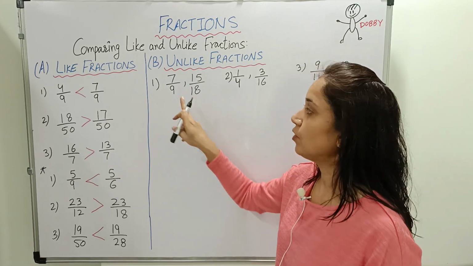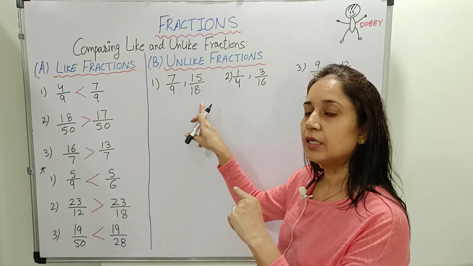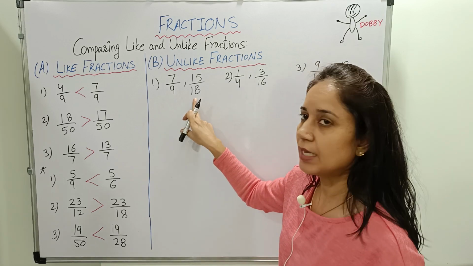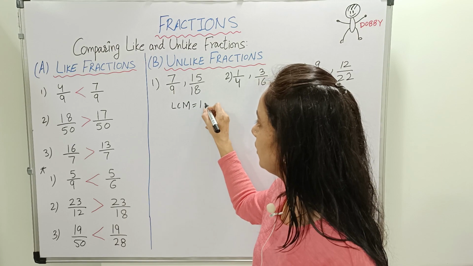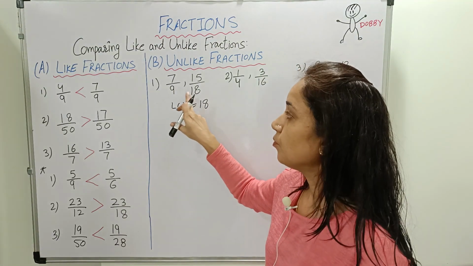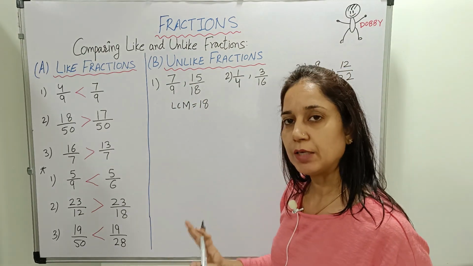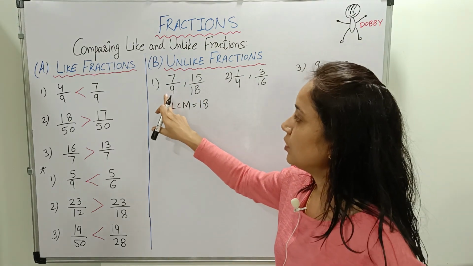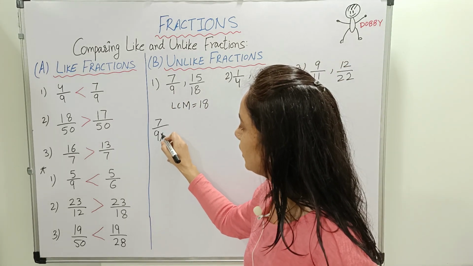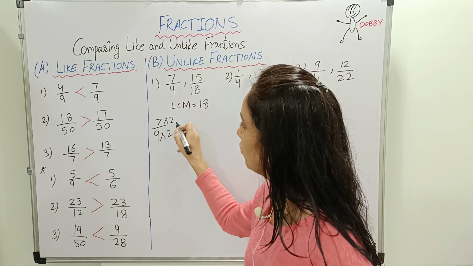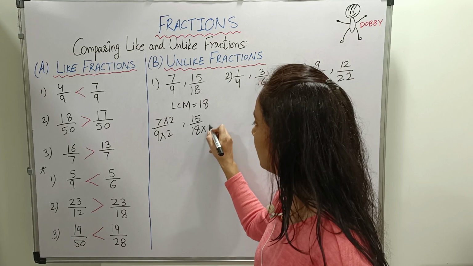As I told you, when the smaller number is a factor of the bigger, then the bigger number is always the LCM. So here the LCM is 18. We have to take the LCM of the denominators. When the smaller number is a factor of the bigger, the bigger number is always the multiple, that means the LCM. So 9 can be turned into 18 mentally. 9 2s are 18. So multiply numerator and denominator both by 2. And 15 upon 18 already has 18, so multiply by 1.